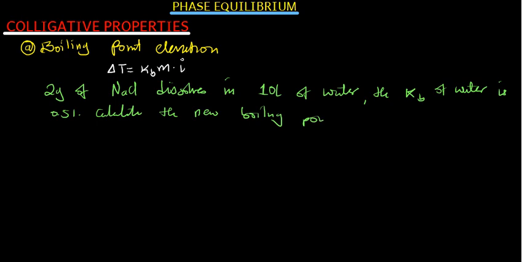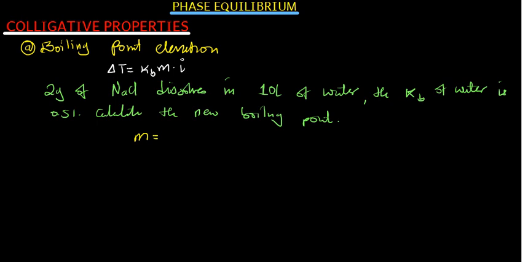But how do we go about such a question like that? We add 2 grams of sodium chloride in 10 liters of water, and we want to now calculate the new boiling point of water. So what we are going to do is first determine the molarity for the sodium chloride. And how do you find molarity?